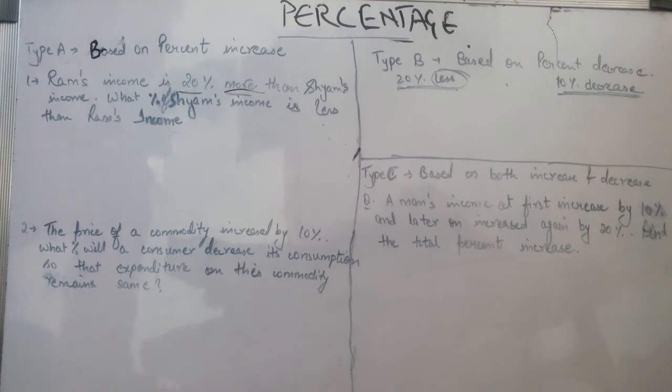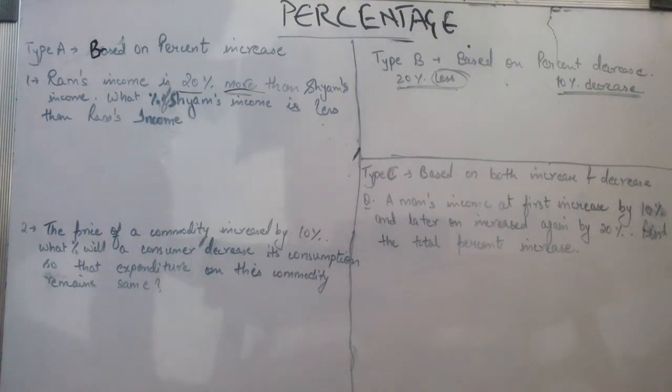In this lecture, I am going to tell you some of the super best tricks which are really going to be helpful in your examinations. There are basically 11 types of questions from which questions have been asked in different kinds of examinations like banking, railway, SSC and many more. So, starting with type A, based on percent increase.